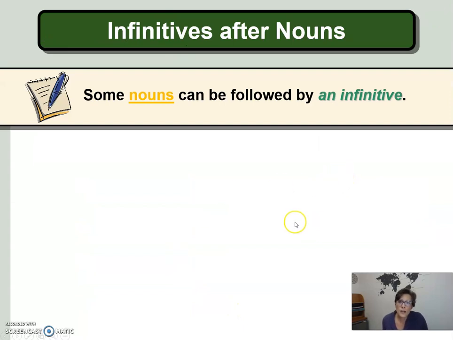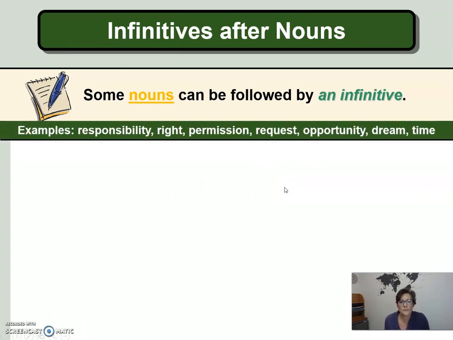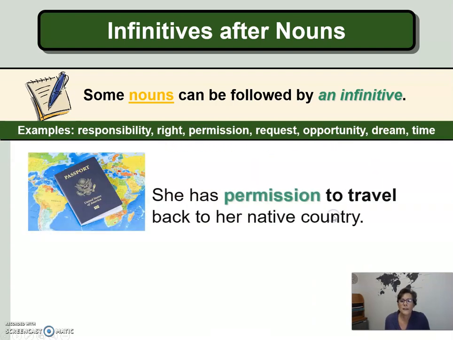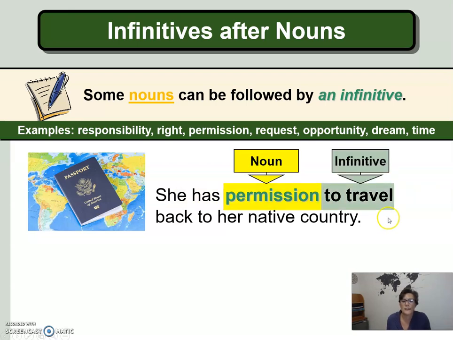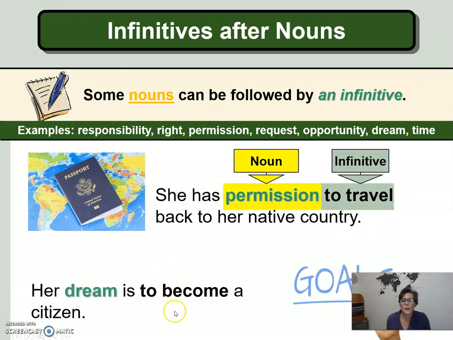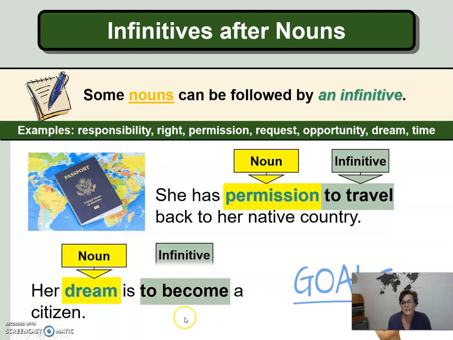Infinitives can also come after certain nouns. Notice these nouns right here. Here are some examples. She has permission to travel back to her native country. Notice the noun followed by the infinitive. Her dream is to become a citizen. Dream is the noun and to become is the infinitive.